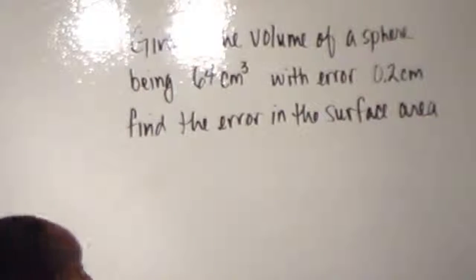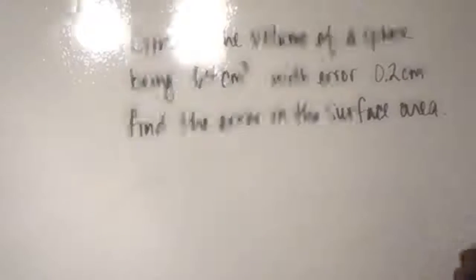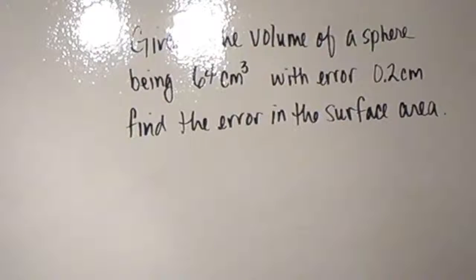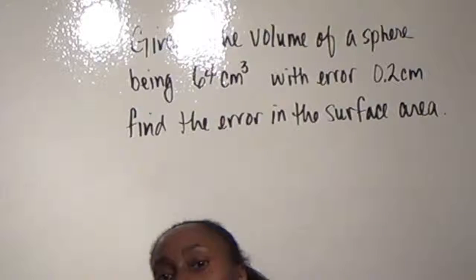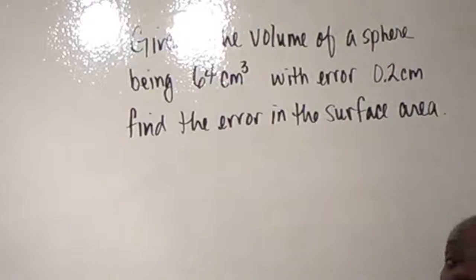And so here's an example of that. Given the volume of a sphere being 64 cubic centimeters with an error of 0.2 centimeters, we want to find the error in the surface area. Now this is kind of a two-part problem. Some of the ones you're going to get are one part.